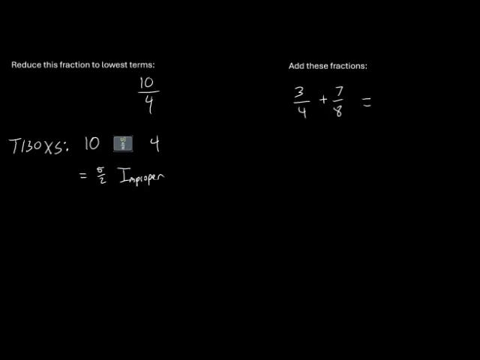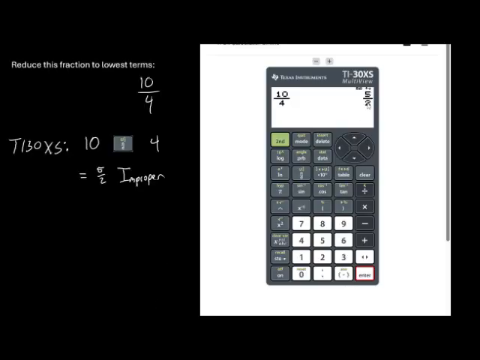You can also change this into mixed form, again using the TI-30XS. You can see on the right-hand side of the window we still have 5 over 2. This 5 over 2 is still stored in the calculator. And so now with just a couple button presses we can change this to mixed number form.